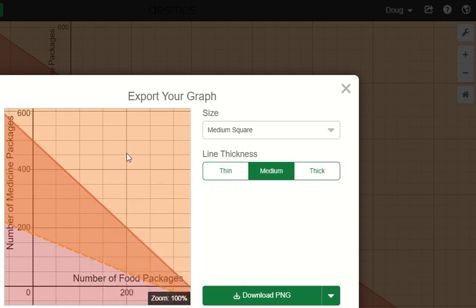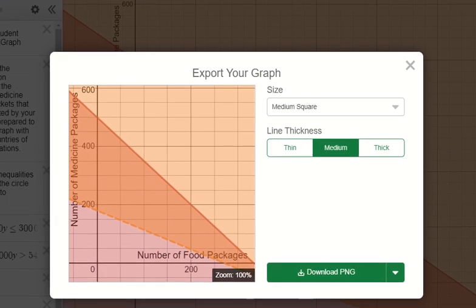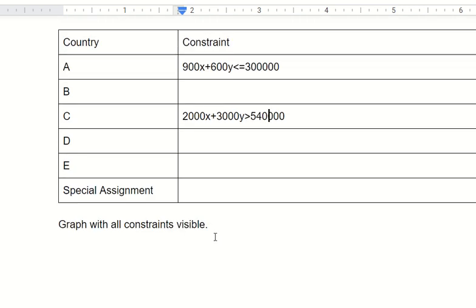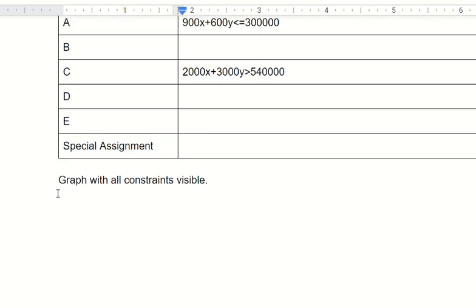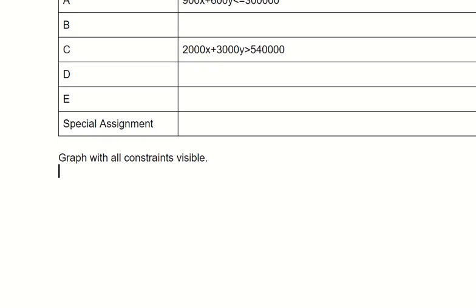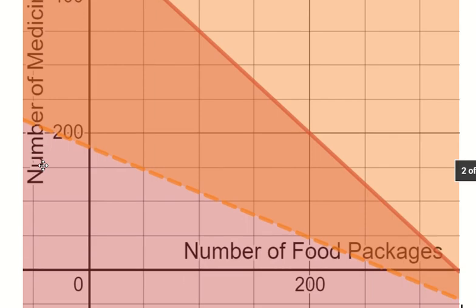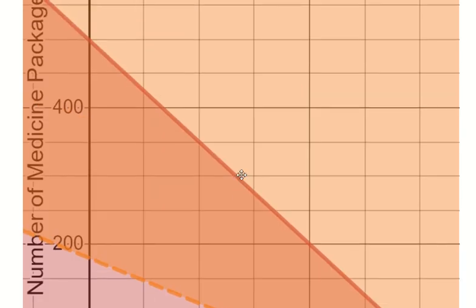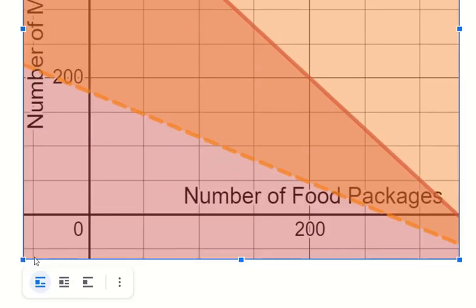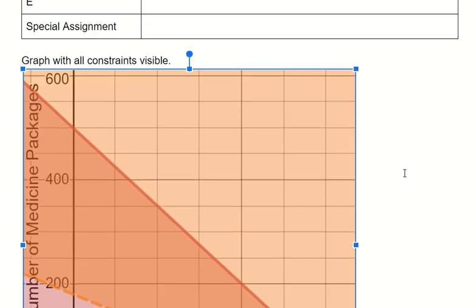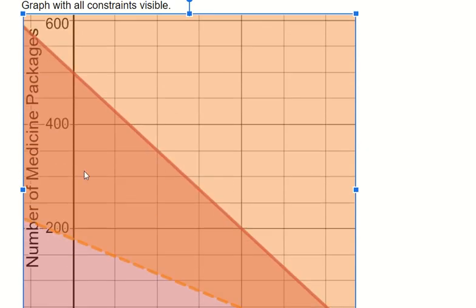And now that I've got this copied, what I can do is go over to my doc, and down here it says graph with all constraints visible. Now it's too premature for me to do all of them because this is just 2 constraints, but I'll go ahead and paste this anyway. So to paste this, I would hit Control V. There it is. So I can now see, and I can resize this, make it a little bit smaller so that we can see it here. But now I can see the solution regions for all of the countries.